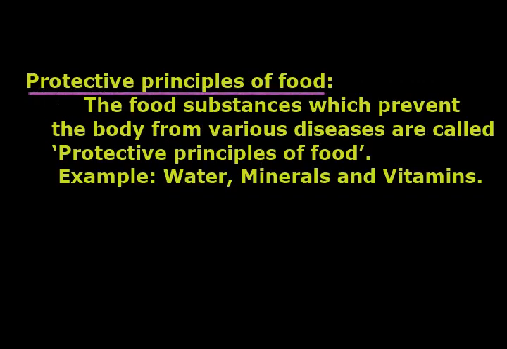The next type is protective principle of food. This is also known as secondary food. These are food substances which prevent the body from various diseases. And as we have discussed, this kind of food helps in development of our immunity. And immunity directly or indirectly helps us to recover from various kinds of diseases. So this is a very important type of food besides the body developing food. Examples of body protective food or protective principle food are water, minerals and vitamins, various kinds of vitamins. And about this we'll learn later on in our next chapter.